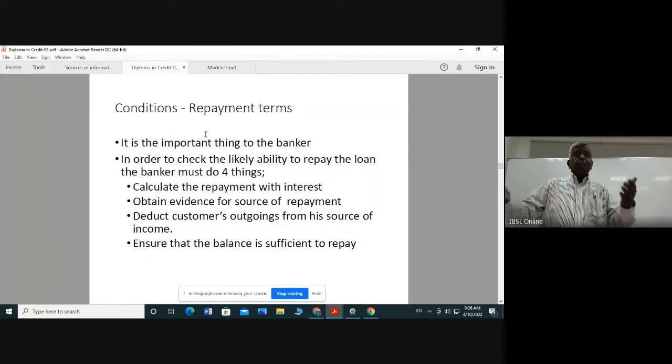So how is he going to repay? What is the salary or other income, rent or rent collection, or what are the other incomes? Then deduct the customer's outgoings, that is his regular expenditure, from his source of income. See the balance, whether the balance is sufficient for him to repay the loan. So these are the repayment terms you have to analyze.